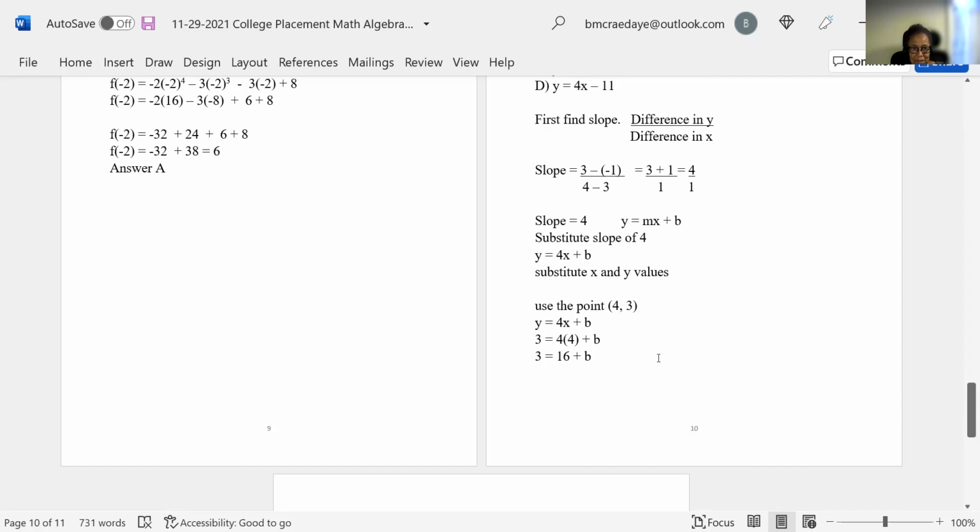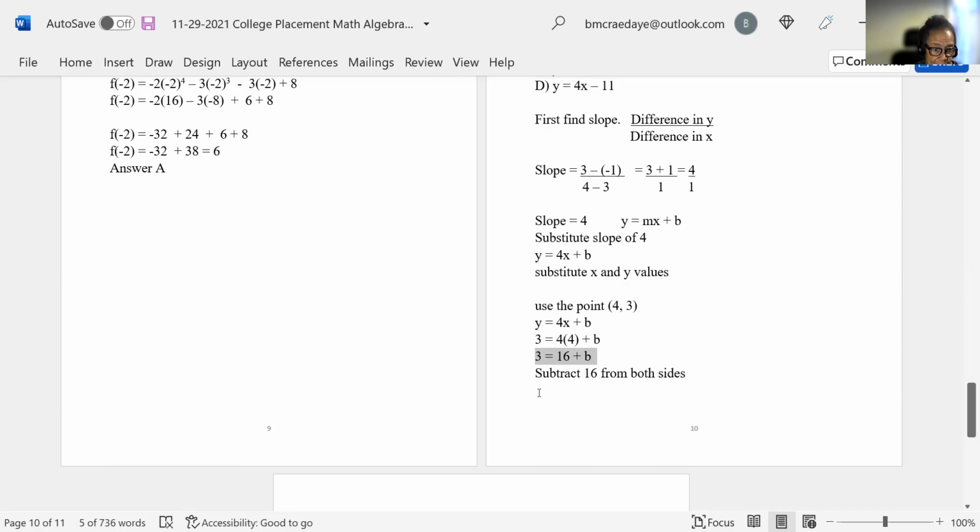It's got to be a negative. 13. Yeah, but it's got to be a negative, right? It's got to be a negative 13. So if you subtract the 16 from both sides, you get a negative 13. But with mental math, you can say, what number do I add to 16 to get a 3, and it has to be a negative number because you're reducing it, right? So if you subtract the 16 from both sides, you'll get the negative 13.